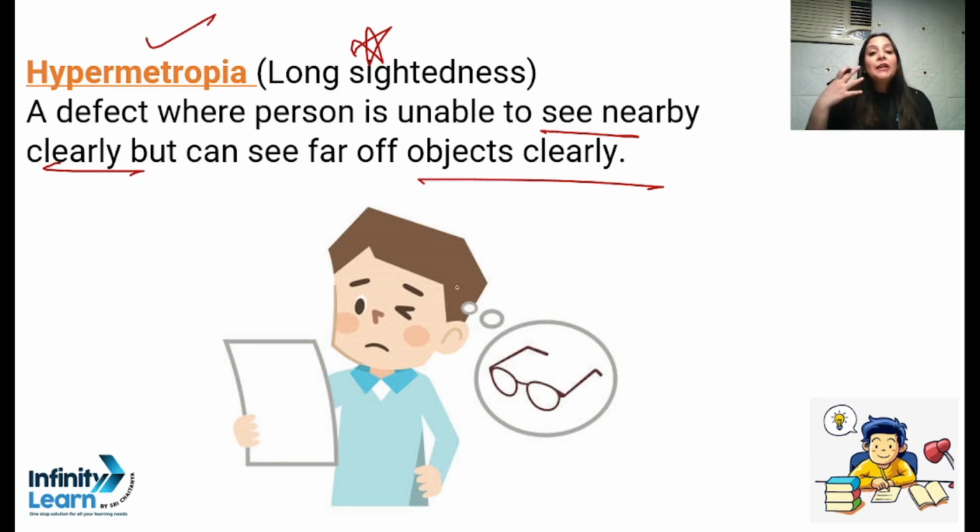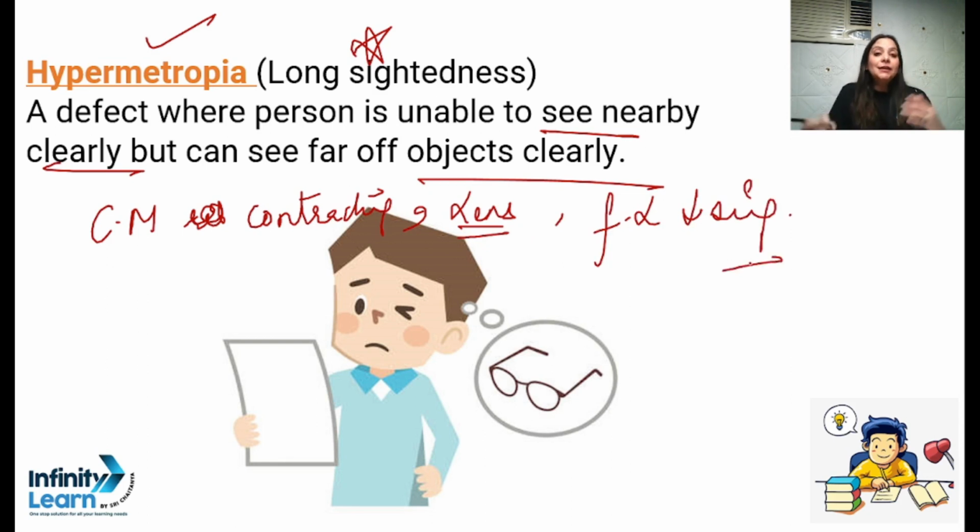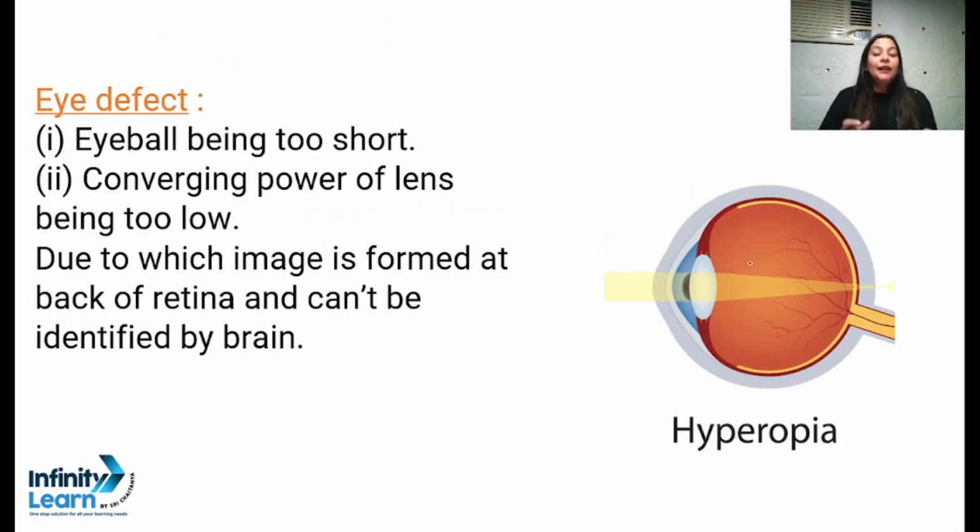So now, if the person can't see nearby clearly, that means his ciliary muscles are not contracting properly, right? This may be an accommodation defect, right? And if ciliary muscles are not contracting properly, that means the lens is not becoming thick and short properly, due to which its focal length is not decreasing properly. And that's the reason the person is not able to see nearby clearly. Right? So it's an accommodation defect, that which should be there is not actually there. Ciliary muscles, they are not relaxing properly. So that's the reason focal length is not decreasing properly.